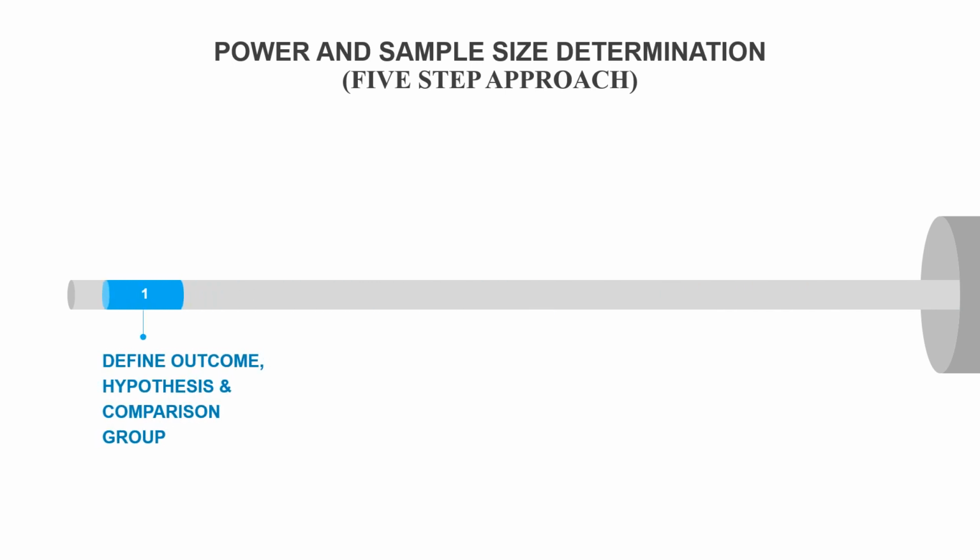In this slide, I'm presenting a 5-step approach to determine the power and sample size. The first step is to define the outcome variable of interest and comparison group, and then formulate a hypothesis. The outcome of interest may be a nominal, categorical, or scale variable. The comparator may be between groups or matched pairs. Now we need to formulate a hypothesis.